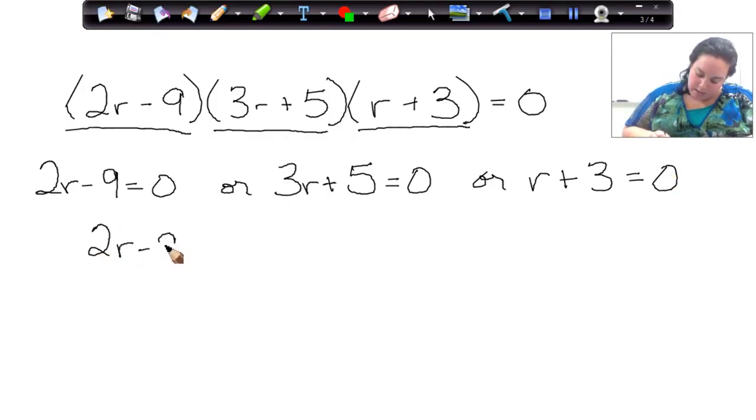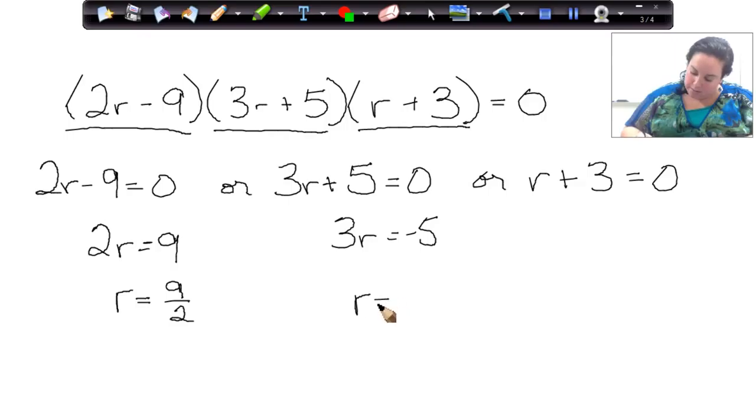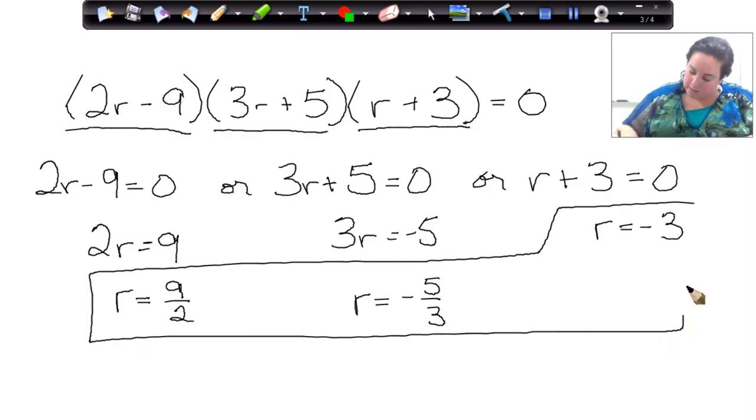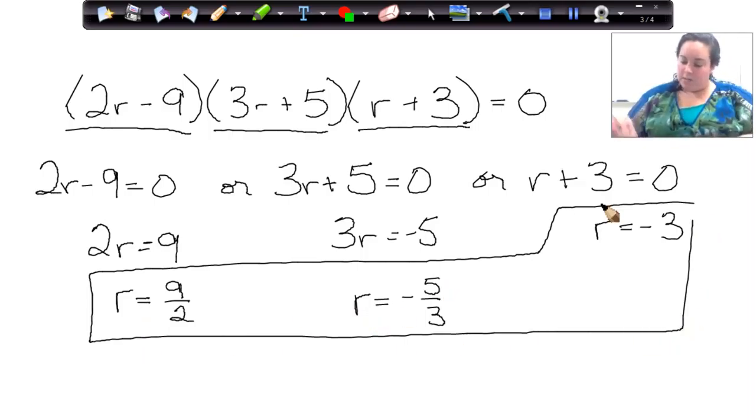2r equals 9. R would have to be 9/2. 3r equals -5. R would have to be -5/3. Or r is -3. So we can solve each one of these separately to get our three solutions.